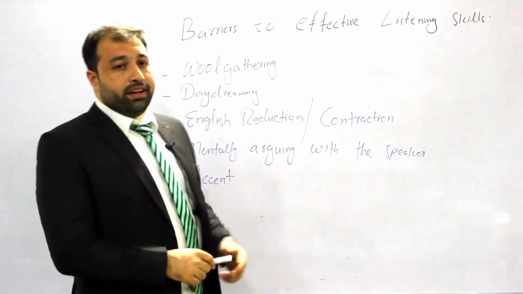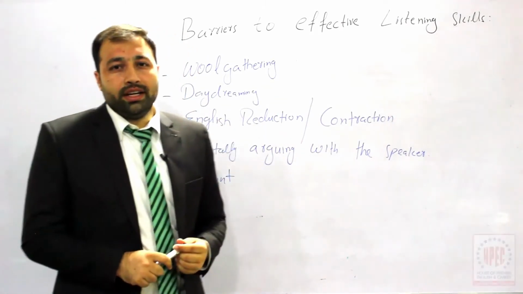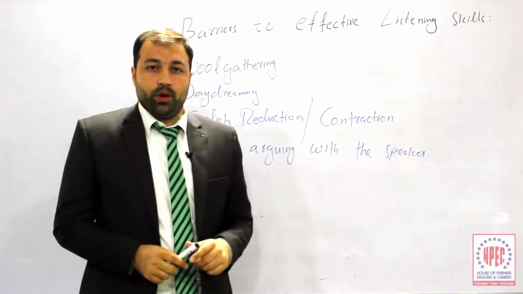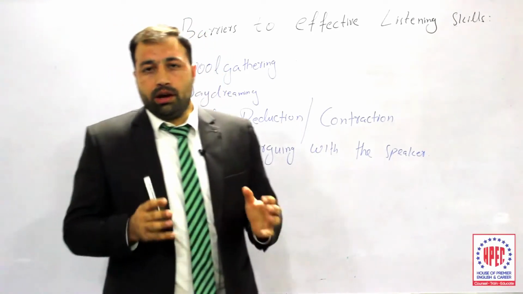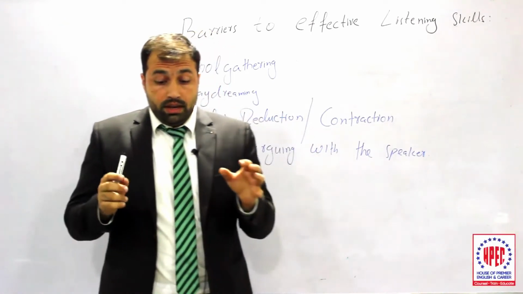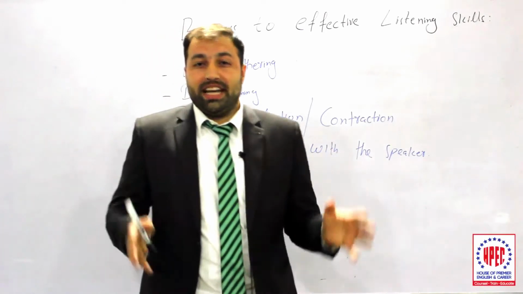The first barrier to effective listening is wool gathering. Wool gathering is when you are physically present but you are mentally wandering somewhere else. During listening to a dialogue or a monologue, we might sometimes wool gather. We might be physically present, but we are at times on a mental vacation.